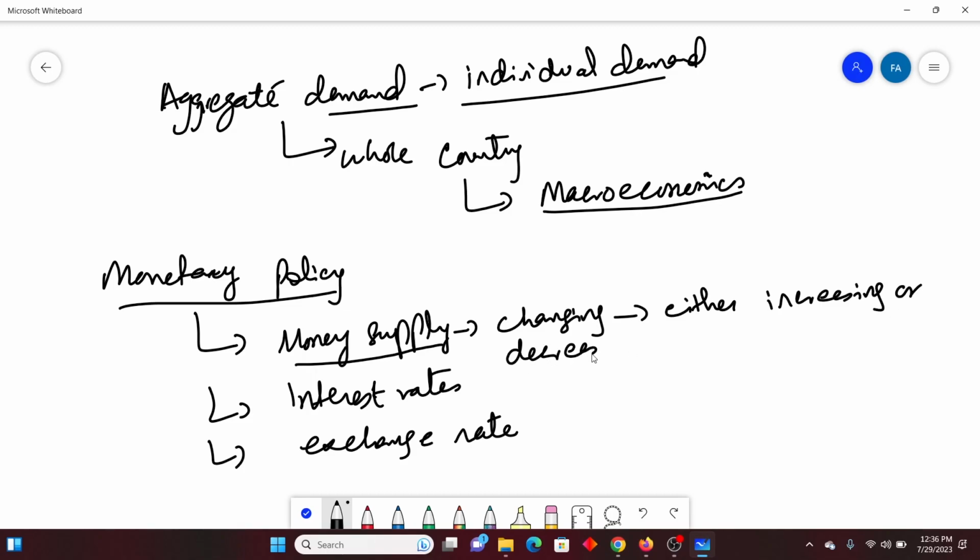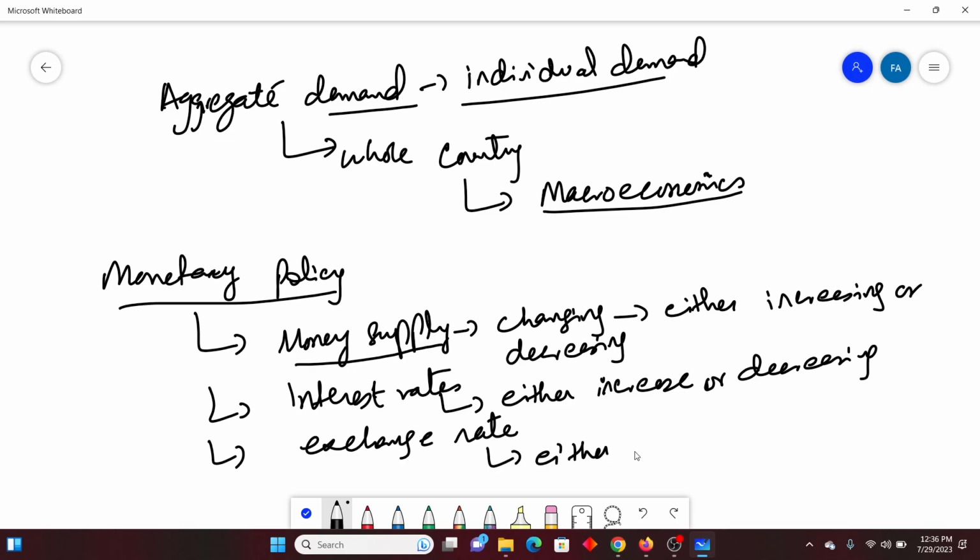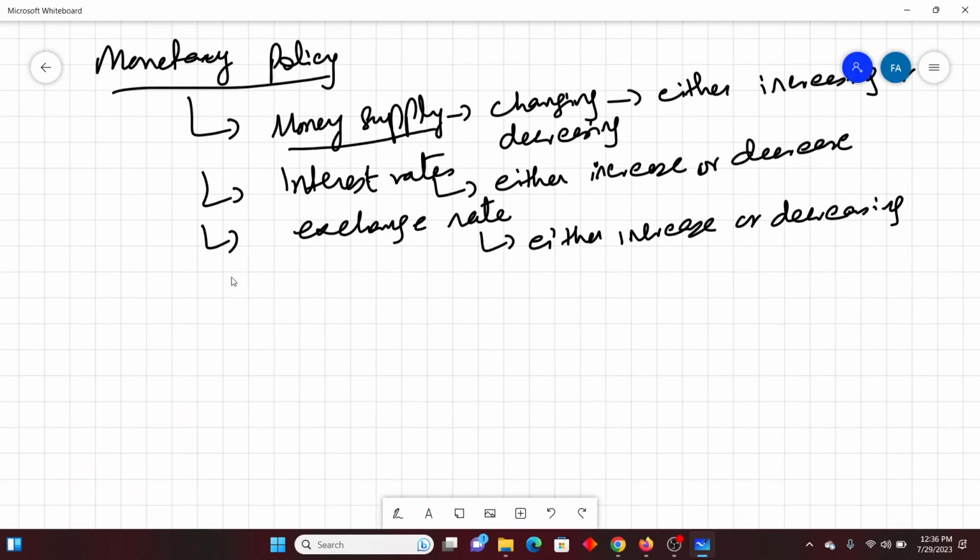We need to understand this thing. Now, the second thing which is very important is the interest rates, either increasing or decreasing. Maybe you increase the interest rate or you decrease the interest rate. It all depends on how the government wants to do that. And the last one is the same thing, that the exchange rate could either be increasing or decreasing. Again I'll just correct the earlier one, it's not decreasing, I'll write down decrease. This was the error of English, not the error of economics.